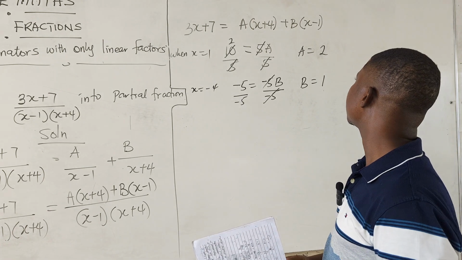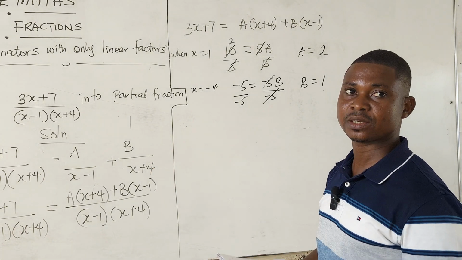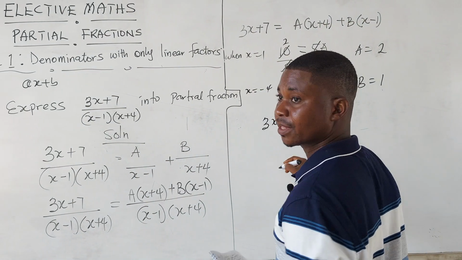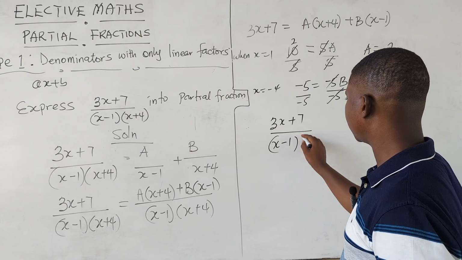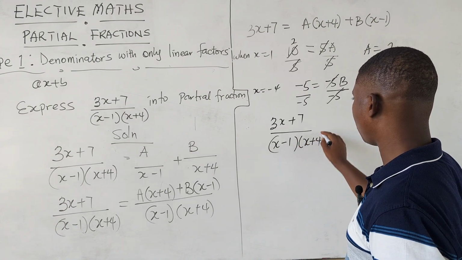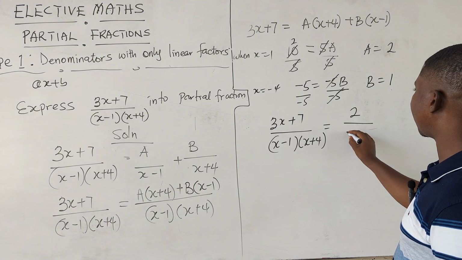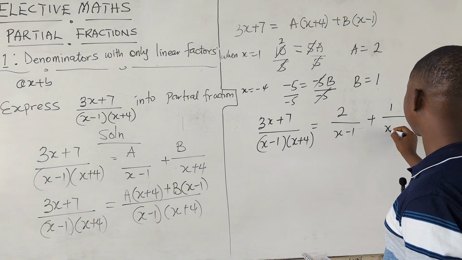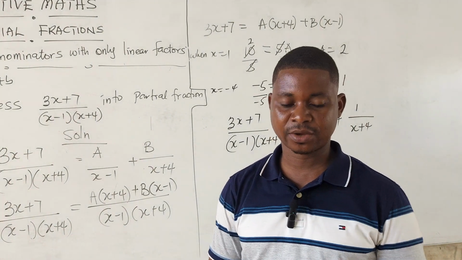So I have my A and B. It means that I can substitute them into this equation. So we have 3x plus 7 over (x minus 1)(x plus 4) is equal to 2 over x minus 1 plus 1 over x plus 4. And that is the answer for this question.